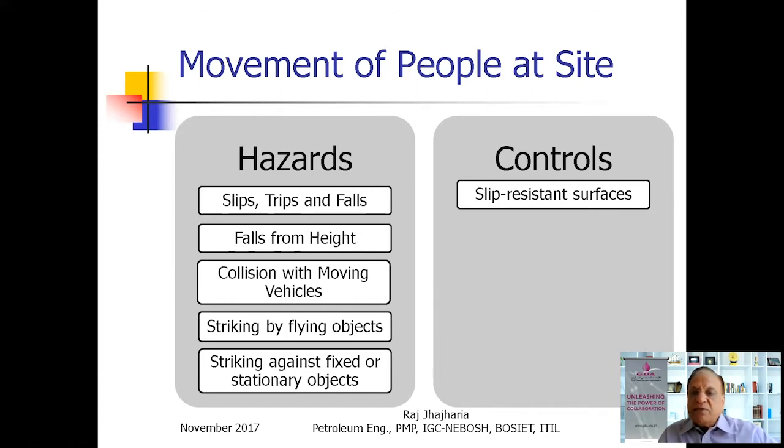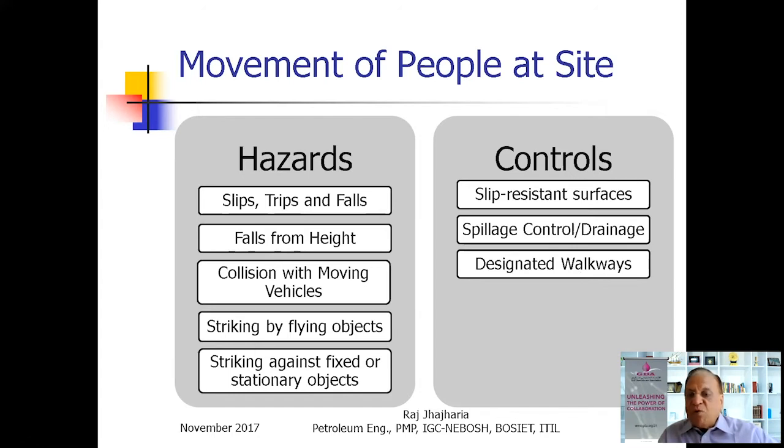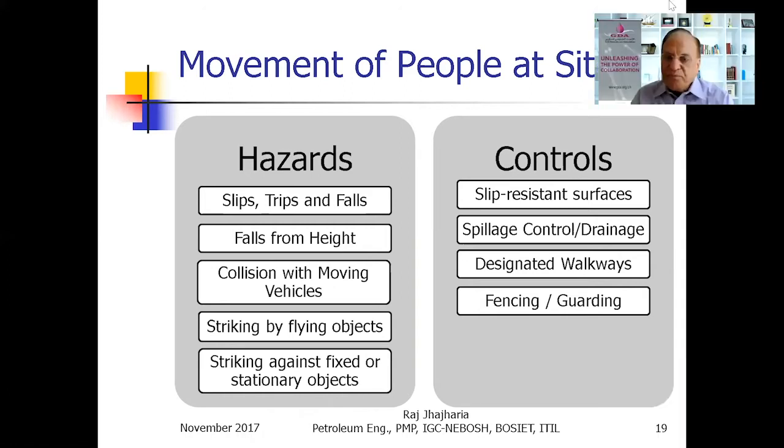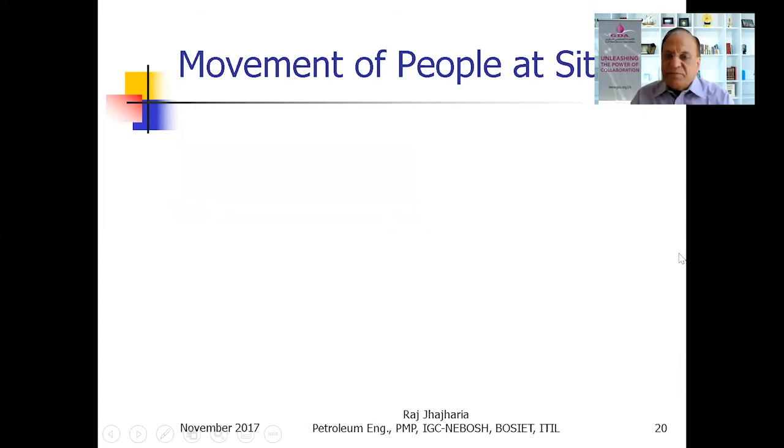Control: you provide a surface which is slip resistant, or spillage control, or proper drainage so that there is no possibility of accumulation. Designated walkways, so you have the footpath or designated lane where pedestrians walk and do not come in contact with a moving vehicle or any dangerous situation. Fencing and guarding, so that people don't cross into the hazardous zone. Use of signs and PPE and ITIS.